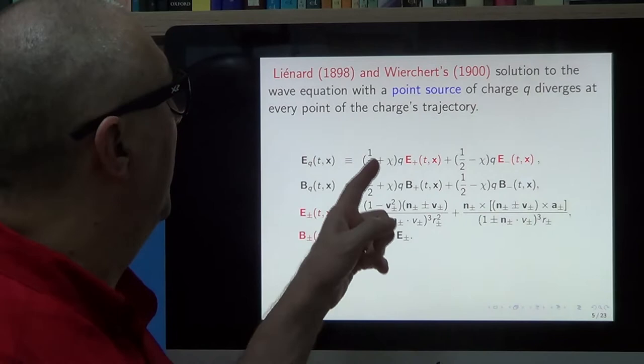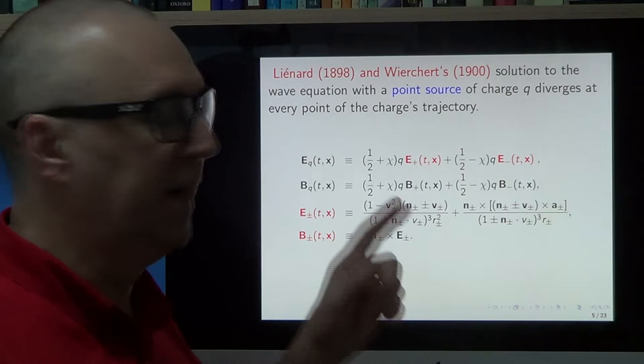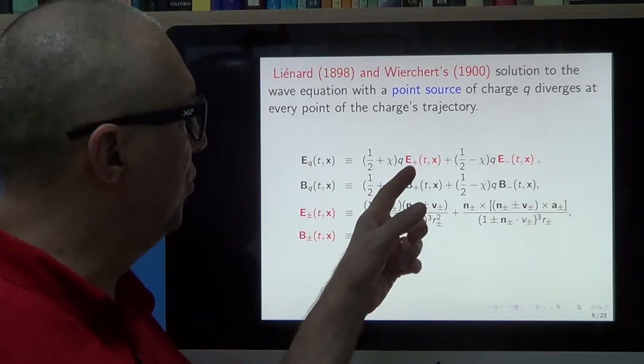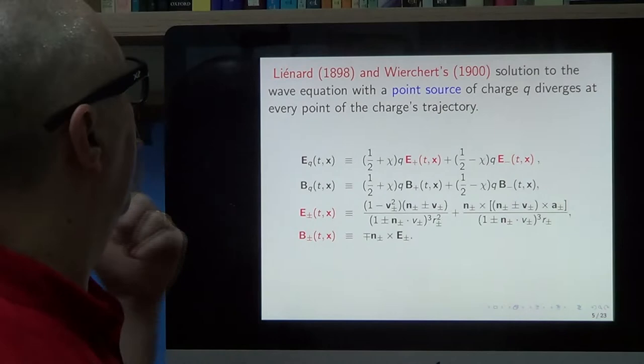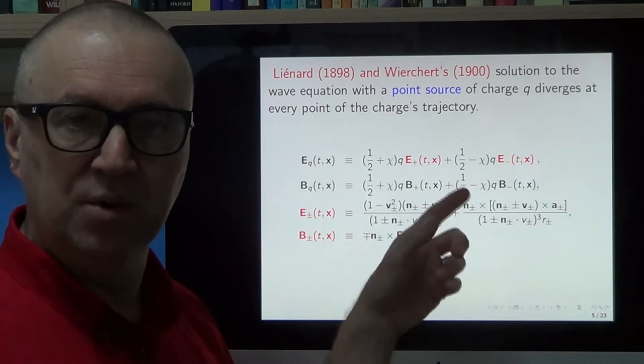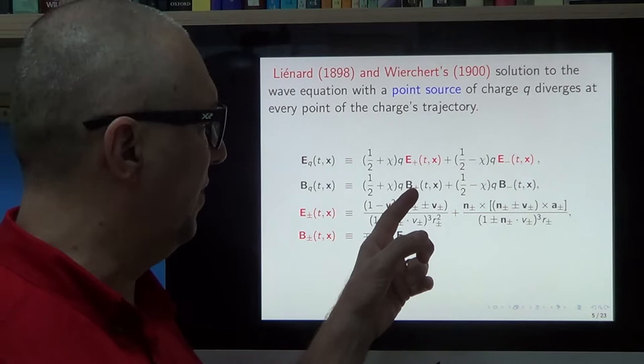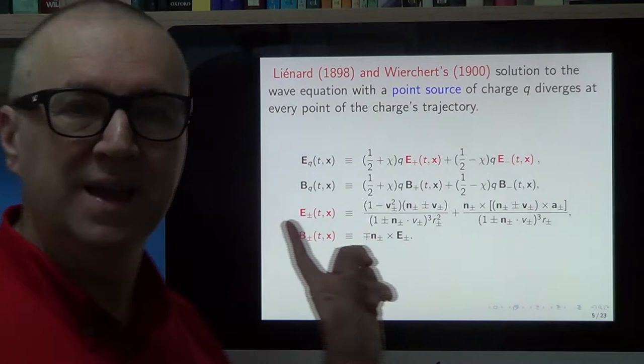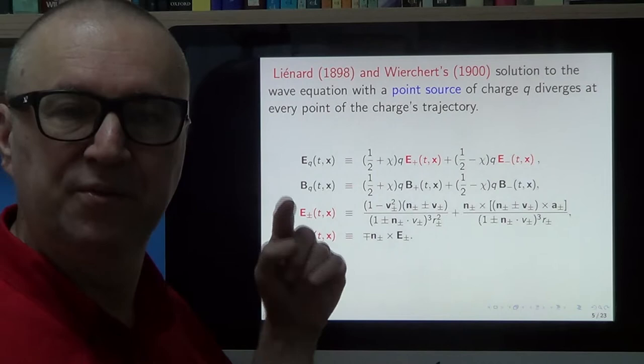The electric field is a linear combination with two coefficients that add to 1, that I write 1/2 plus chi and 1/2 minus chi, for chi any real, proportional to the charge. And there are two vector functions of time and space. The magnetic field is also a linear combination with the same coefficients of two vector functions, B plus and B minus, which are based on the light cones. So let me explain a bit what E plus and minus are. The plus is for the future light cone and the minus is for the past light cone.